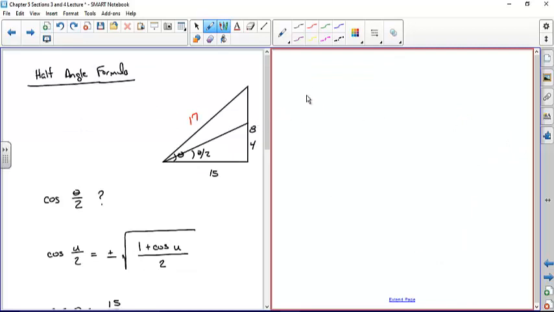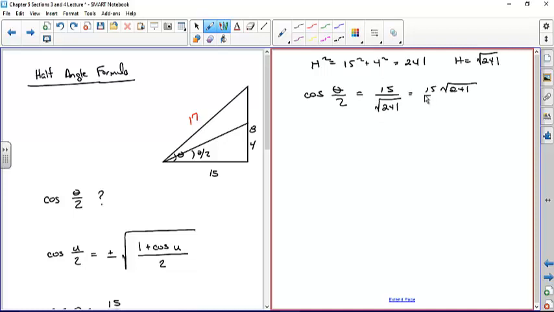So just using geometry, for the cosine of theta over 2, I need to know what the new hypotenuse is. The hypotenuse squared is one side squared plus the other side squared. So 15 squared plus 4 squared, 241. So the hypotenuse is equal to the square root of 241. So the cosine of theta over 2 would be equal to the adjacent 15 divided by the square root of 241, which is 15 times the square root of 241 over 241.